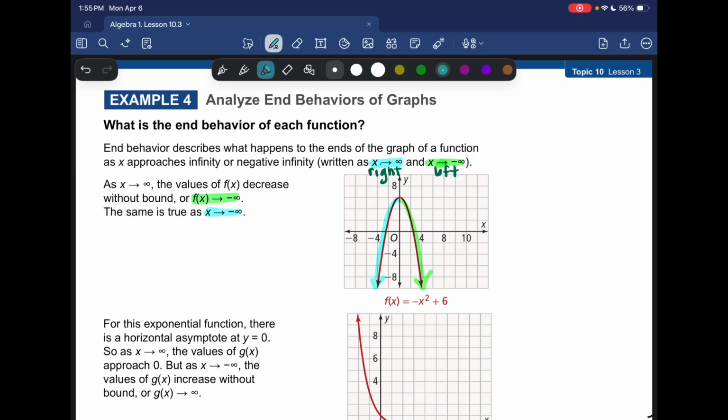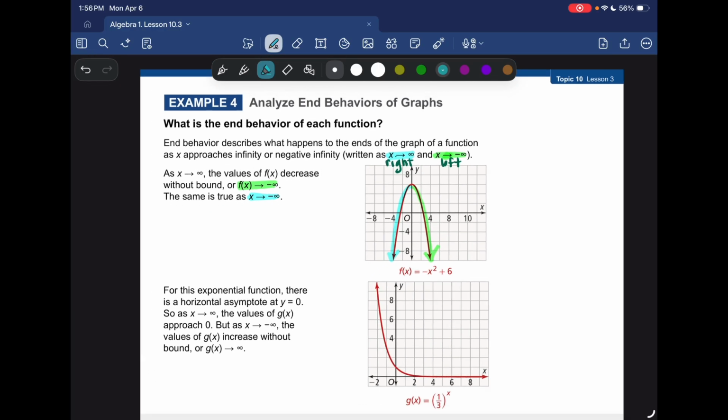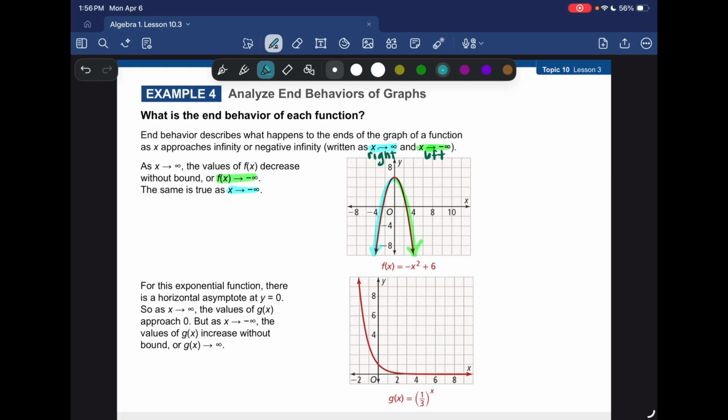Okay. Let's take a look at the exponential function. Okay, remember, with exponential functions, there is an asymptote. This time it's at 0. Okay. So does it ever get to 0? Nope, it approaches 0. Okay. So as x approaches positive infinity, as I move to the right of my graph, what is happening? It is approaching 0. Okay, so we can say g of x approaches 0.